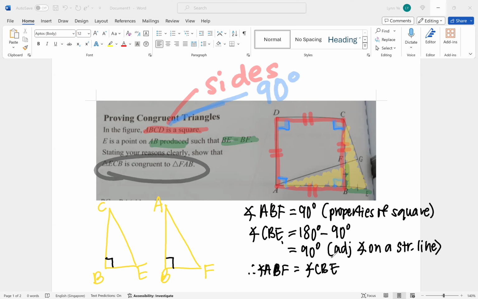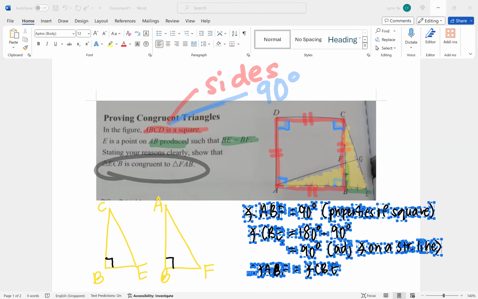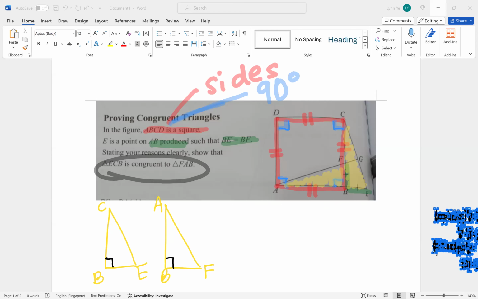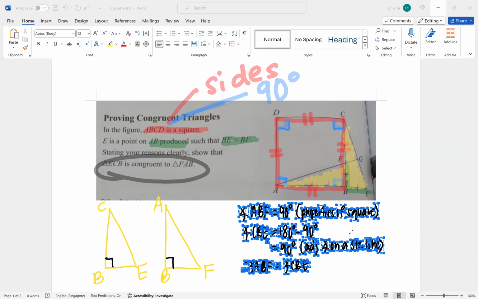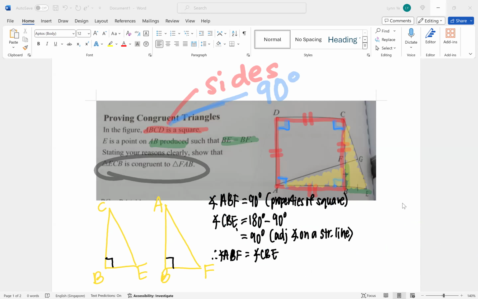Okay, I've already done one. Any more that I can use? Okay, I need one side. So which side shall I use? Let me make this smaller because I'm running out of space. Okay, what do you say again? We can use which one? CB. You say use CB and AB.